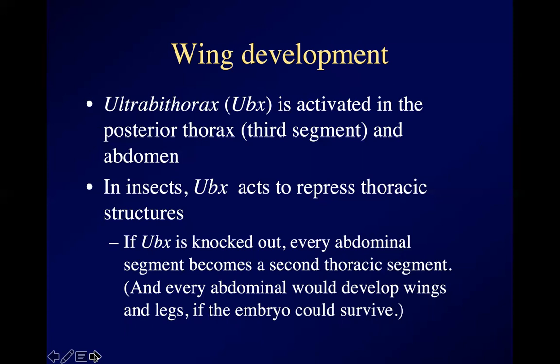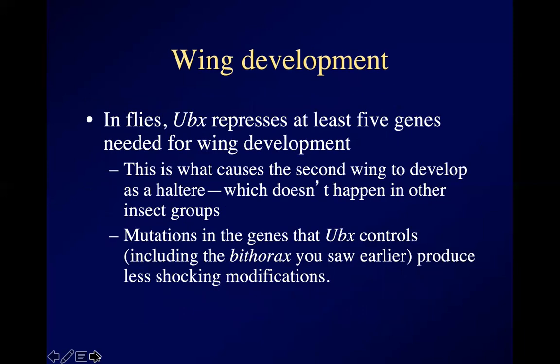So UBX basically says, don't make thorax structures here, in the parts of the embryo where I'm being transcribed and translated. Don't put legs here. Don't put wings here. We now know that it blocks at least 5 genes that are needed for wing development. So UBX blocks genes in the areas where it's being transcribed and translated, and that's why insects don't have wings on their abdomens. UBX blocks them.